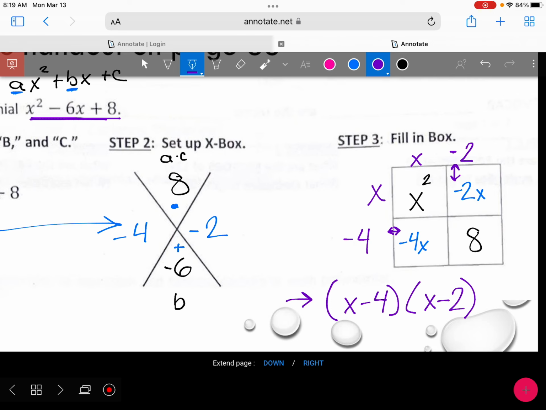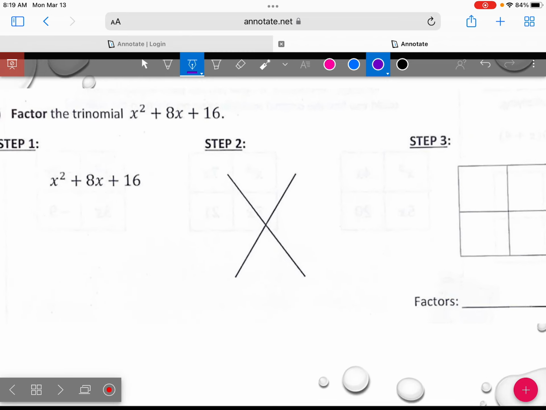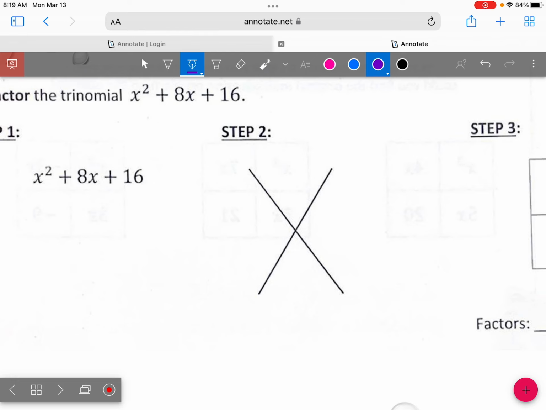Questions on that one, because it has been a hot minute since we factored, and it's okay if we forgot stuff. I want to answer your questions. Okie dokie, we're going to try it a couple more times. Same dealio here. Number 2.